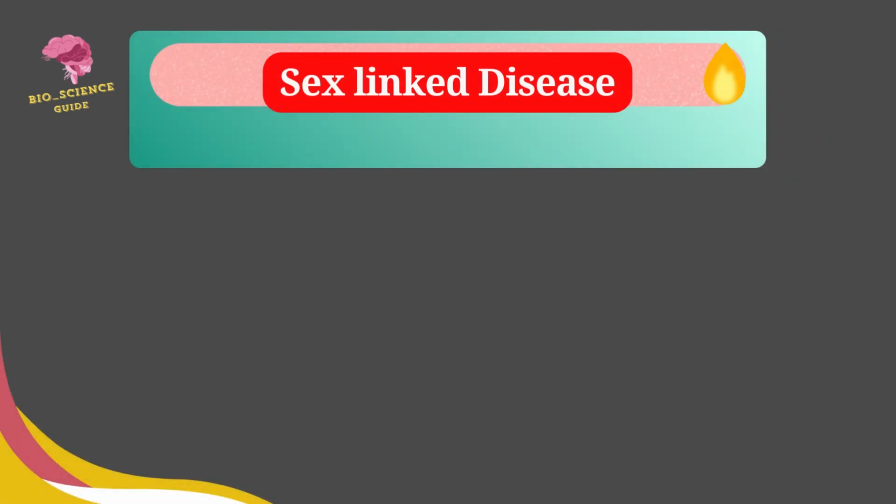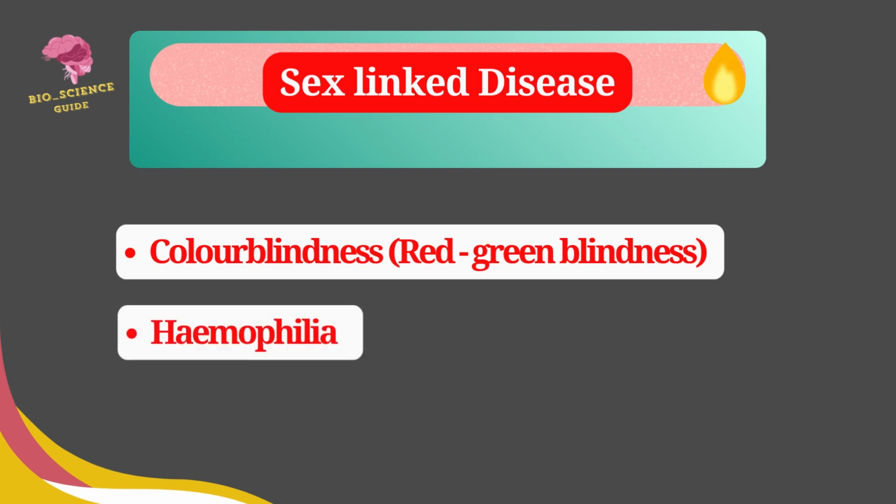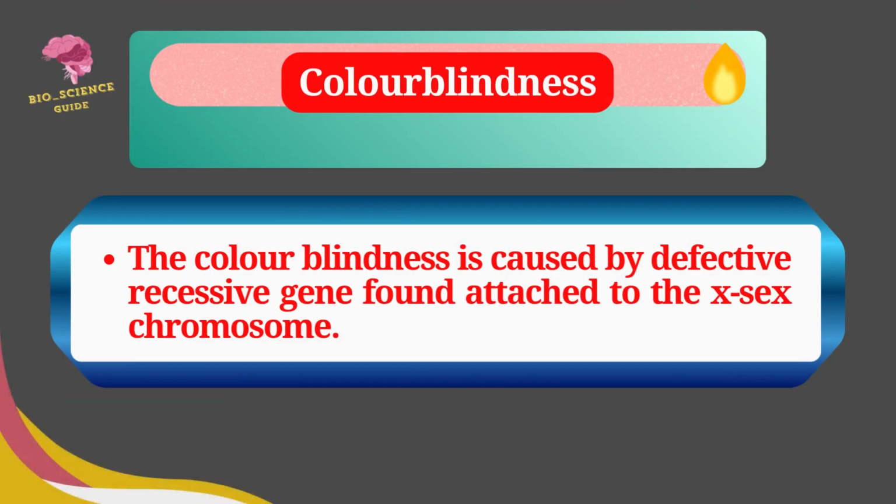Sex-linked inheritance in human beings. There are about 20 sex-linked genes which are identified, like color blindness, hemophilia, etc. Now we discuss color blindness in human beings, in which it is difficult to separate the red and green color.